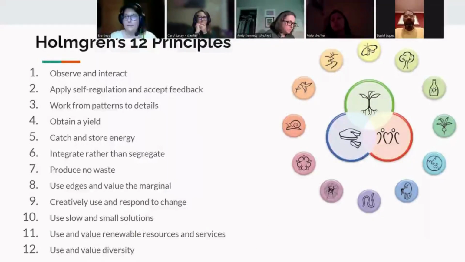Four, one, two, three, four. I yield. Perfect. Carol, 5. Catch and store energy. Andy, 6. Integrate rather than segregate. Nala, 7. Produce no waste. David, 8.